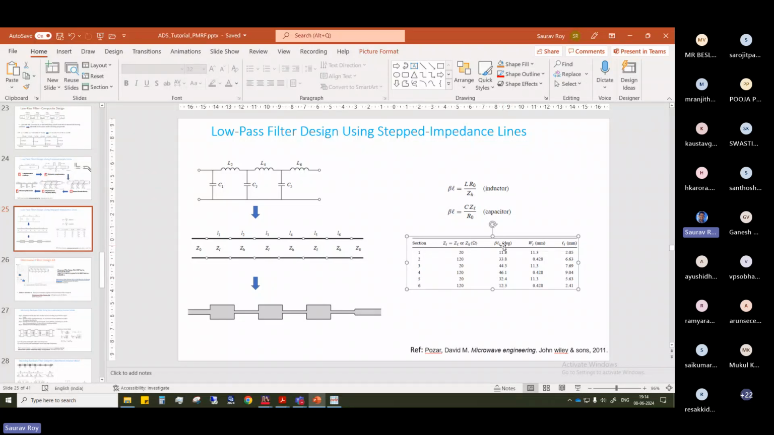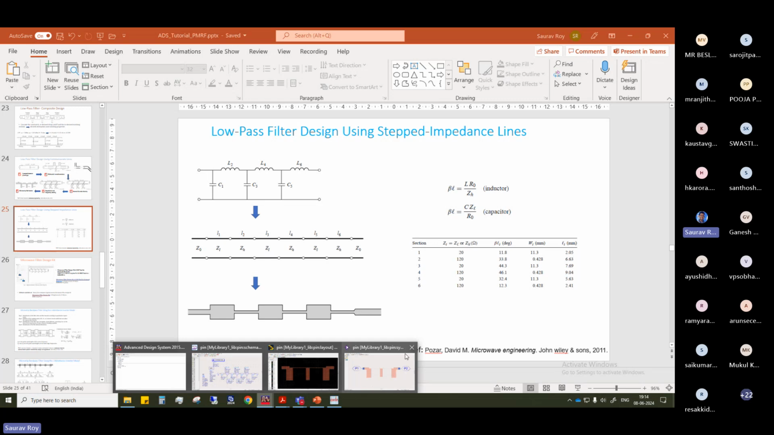Once the line length is known, and given the impedances, you can calculate the line width, and the layout will be symmetrical, as you see here. Your layout will look like this. So line width and line length are the two design parameters that you calculate. And then you go to simulation.